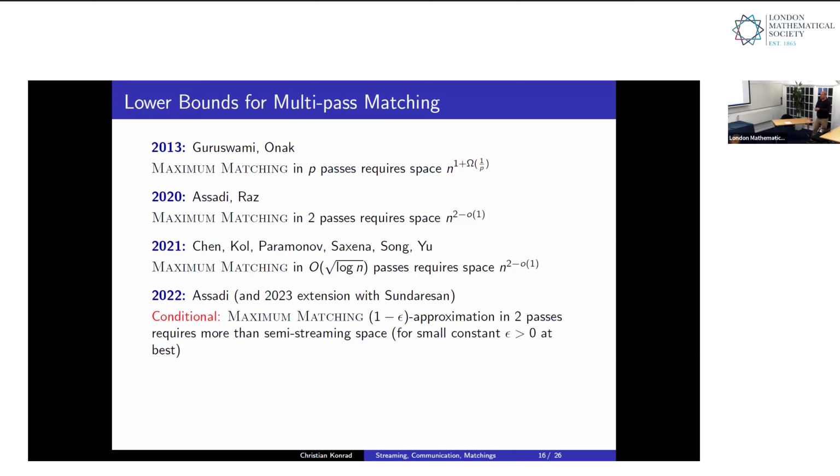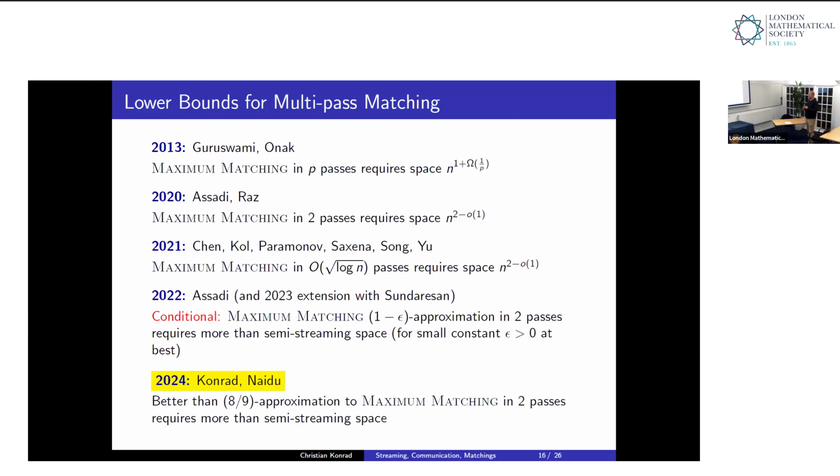Our result, and I want to talk about this a little bit, is the following. We proved that for this 2-pass setting, if we want a better than 8/9 approximation, then this requires more than this semi-streaming space. So this is fairly recent and provides a proper constant at 8/9, and it removes all these conditional results. And I want to talk a little bit about how this result is obtained. Good.